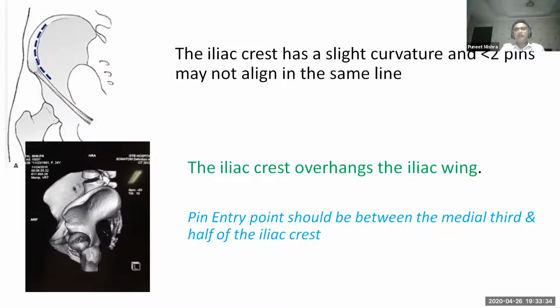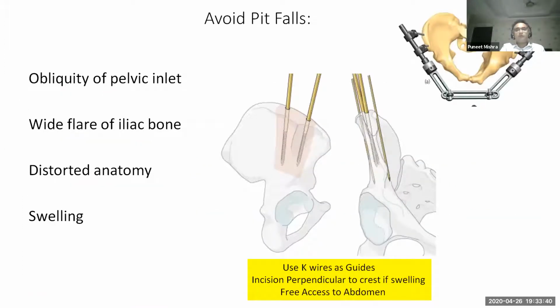Also, pins would not be aligning one behind the other because there is a curvature in the crest, and the entry point to target the dense bone would be between the medial third and the half of the iliac crest. To avoid pitfalls, in the initial stages of application, you can use 2 K wires as guides to your inner and outer cortices, and then try to hit the exact entry point and spare a gap of around 1 to 2.5 centimeters behind the anterior pin.